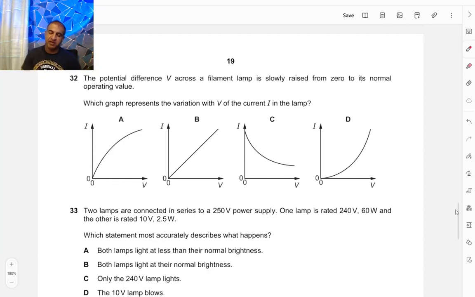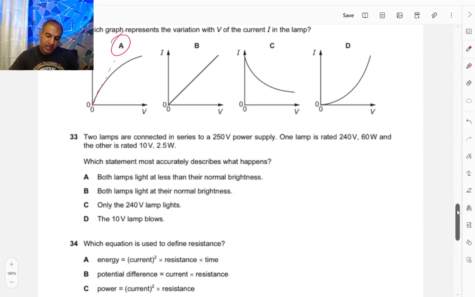In your O levels, we are very familiar with this idea that the resistance tends to increase. The resistance is going to increase when the graph starts curving towards the V side. So this is an IV graph, and you can clearly see that this graph is actually curving towards the V side. So that means the resistance is actually increasing over here. So A must be the right answer.